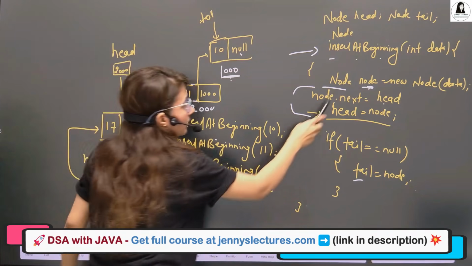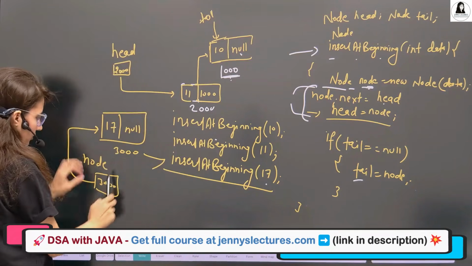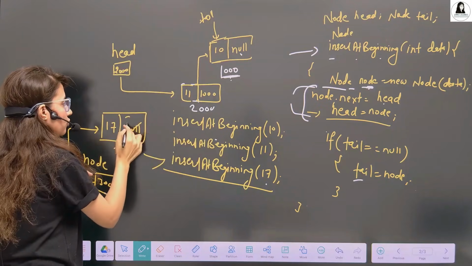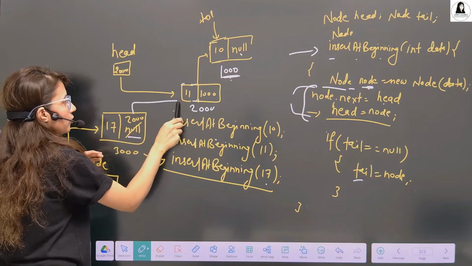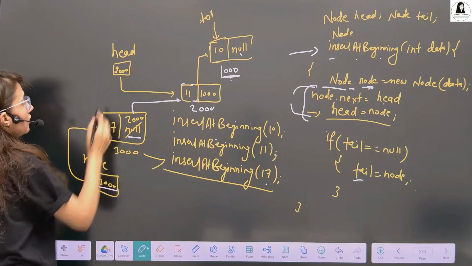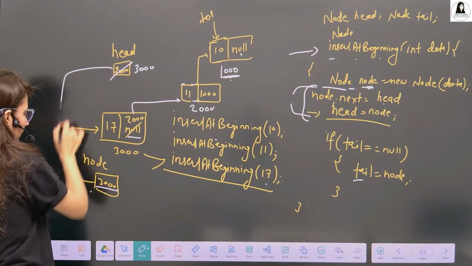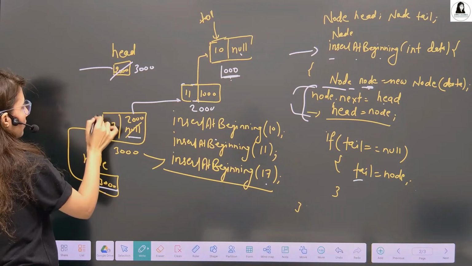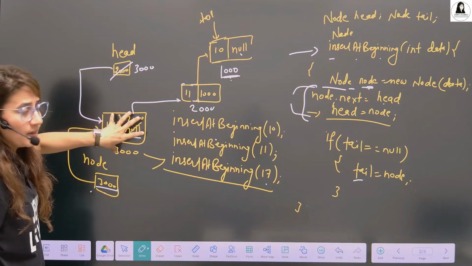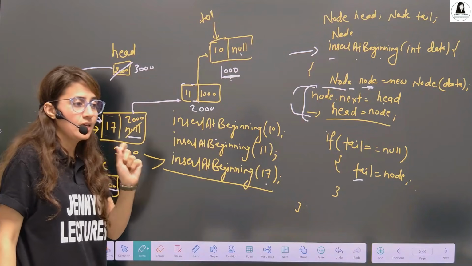Now node.next is equal to head. Node.next, which is null, is equal to head. In head I'm having 2000, so change it to 2000. So now this is also pointing to this. Now change the head: head is equal to node. In node we have 3000, so change it to 3000. So we are going to remove this link, and now head is pointing to this new node, and that's exactly what I want. First 17, then 11, then 10. This is how we can insert at the beginning.